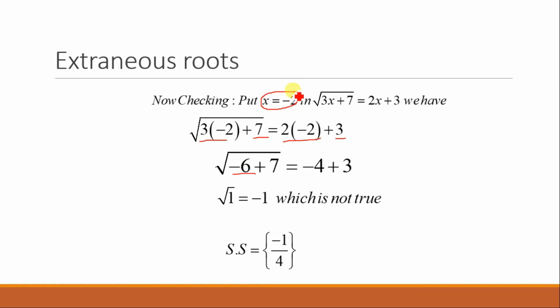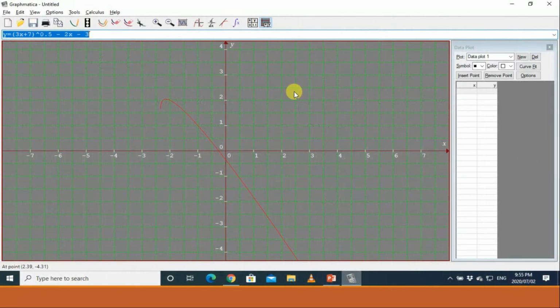Now we can see graphically, this is the graph of the equation square root of (3x + 7) - 2x - 3 equals 0, or the same equation. We can see that this graph intercepts the x-axis at -1/4, and you can see -2 is not a root of this equation.